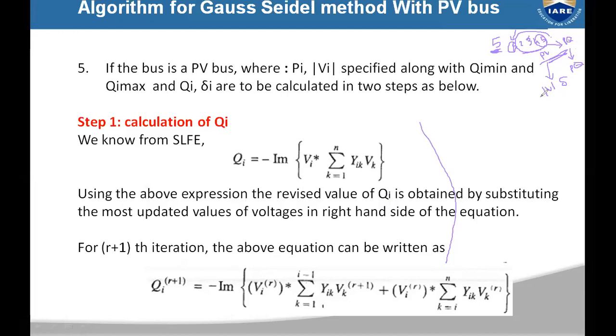Okay, so here P and V are specified, and delta and Q you have to determine. Here P and Q are specified, and the magnitude of V and delta you have to determine.